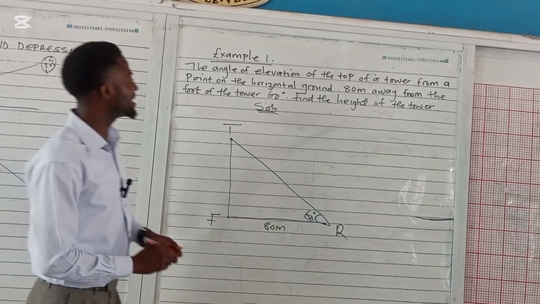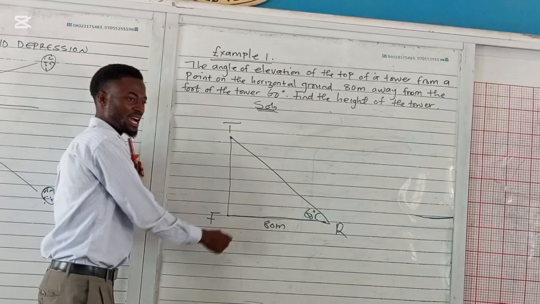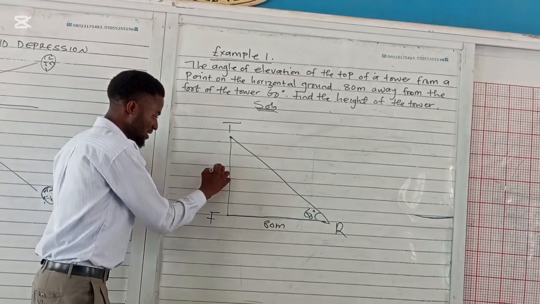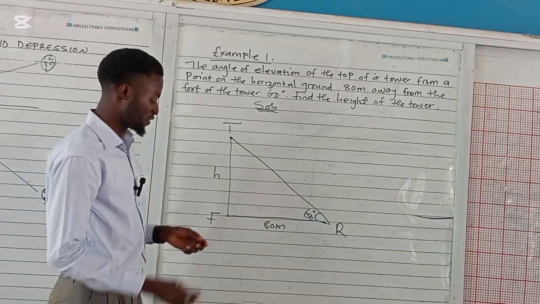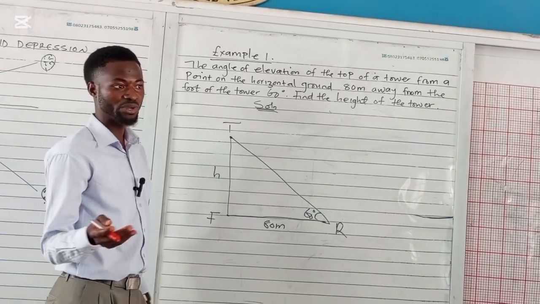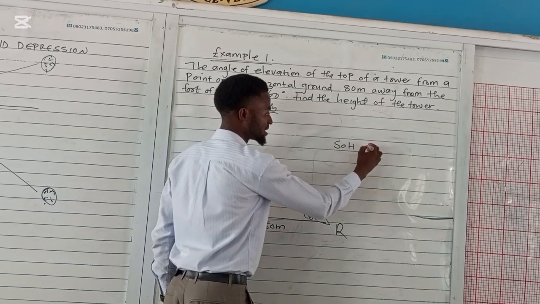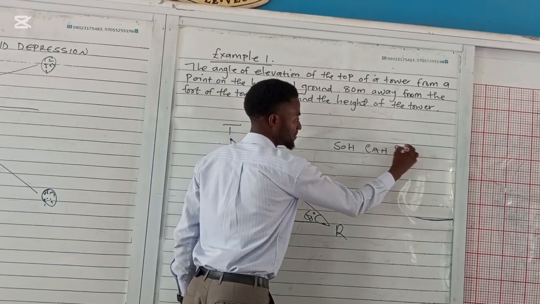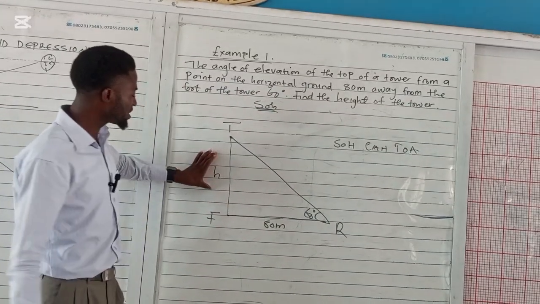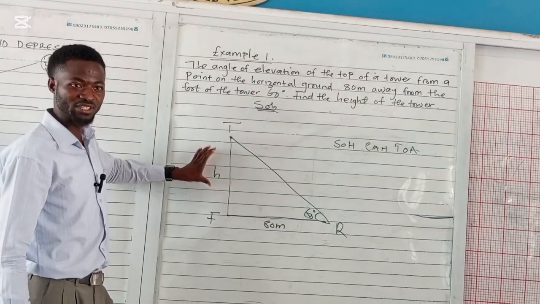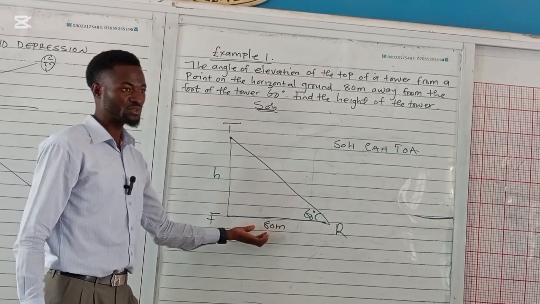Now, the question says find the height of the tower. This is the height of the tower, so let's say h for height. From the concept of trigonometrical ratios, let's take a look at this. This is what we're being asked to find, which is the height, and this is more of the base, which we are to find.